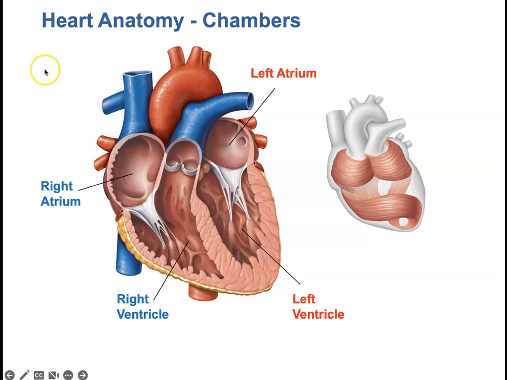So what I've done in this diagram is that you can see that the right atrium and the right ventricle are in blue, the left atrium and the left ventricle are in red. So that is telling you the type of blood that passes through these chambers.